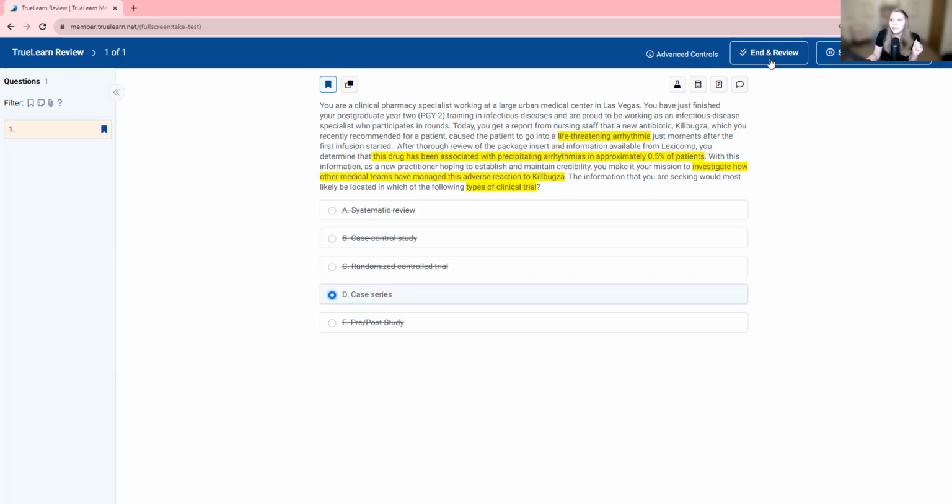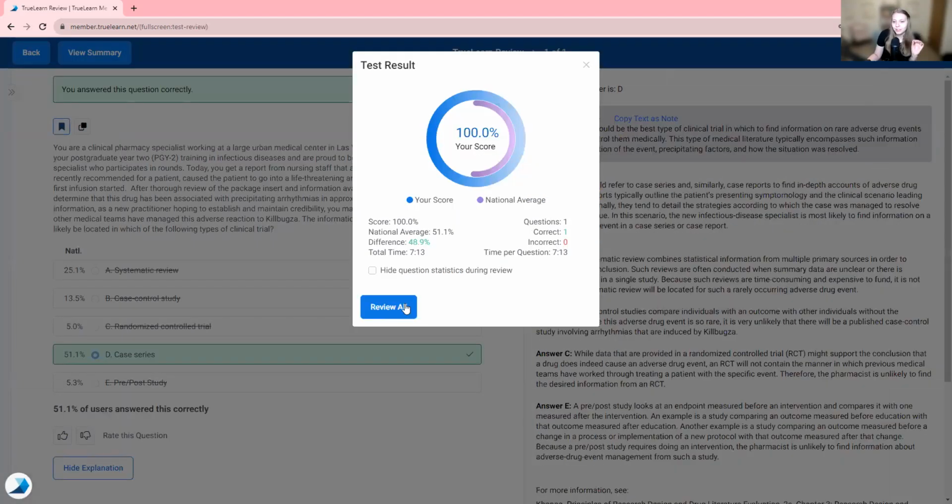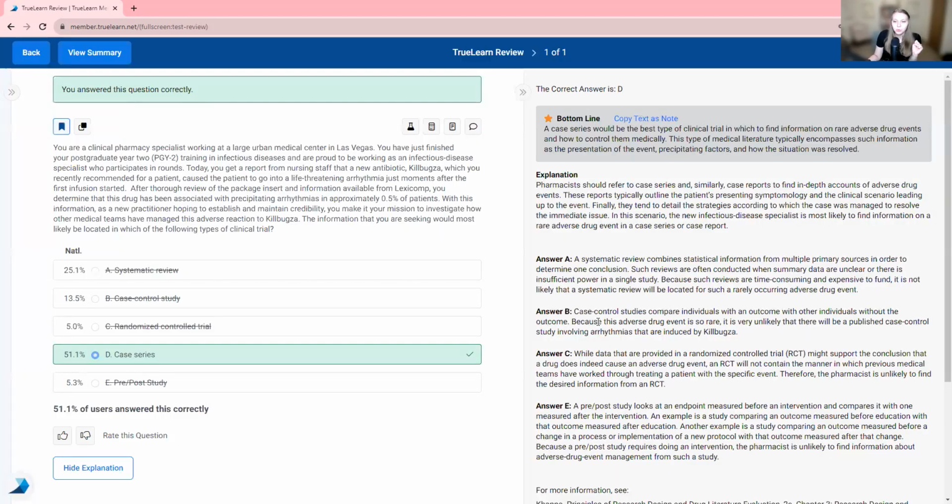Then we're going to go up here and hit end and review and see if we got it right. So we did get this right. We're going to review the question. One of the things that I really like about TrueLearn's test bank is the comprehensive answers and explanations that it gives. I like the bottom line because if you got it right, this is just all you really need to read unless you really guessed on the question.